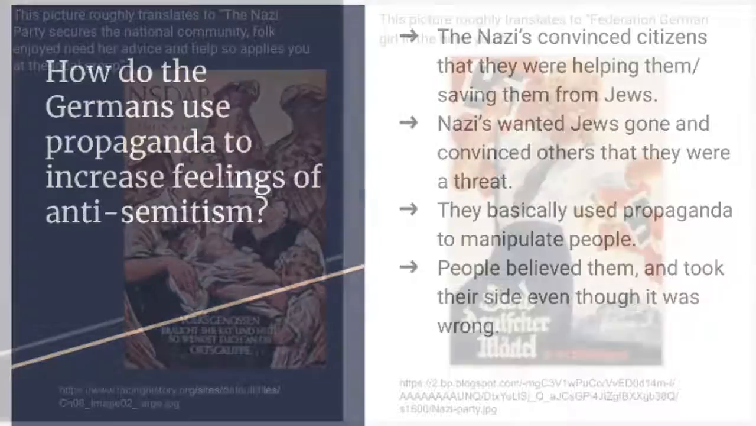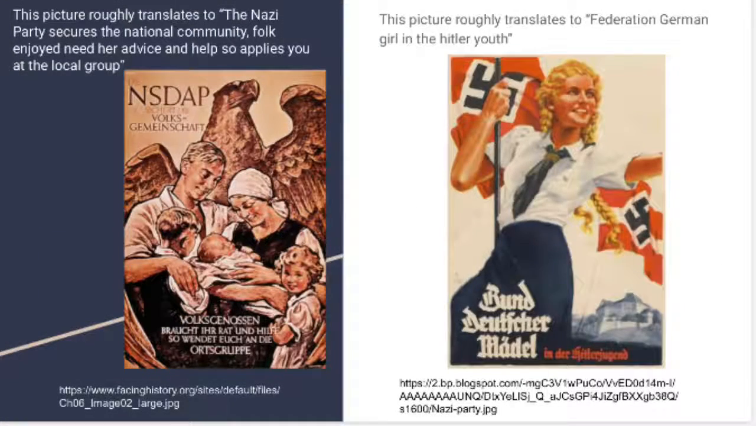These two posters are examples of Nazi propaganda increasing feelings of anti-Semitism. In the first poster, it's a happy family that isn't Jewish. The poster shows what the Nazis think families should look like. In the second poster, the girl has blonde hair with blue eyes. The girl is also what Nazis thought people and girls should look like.